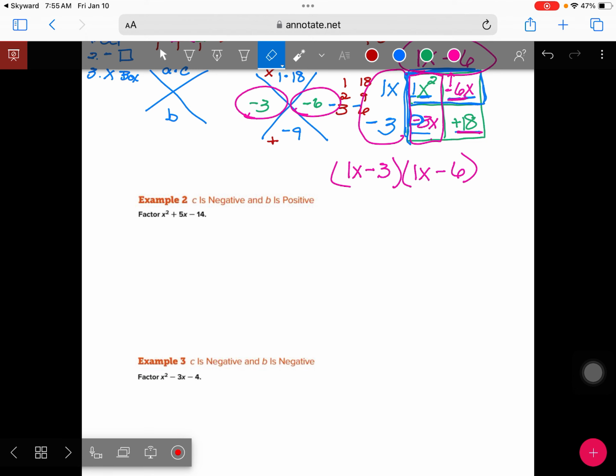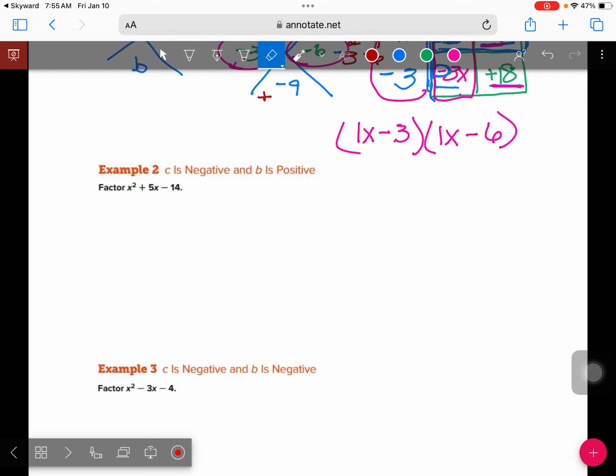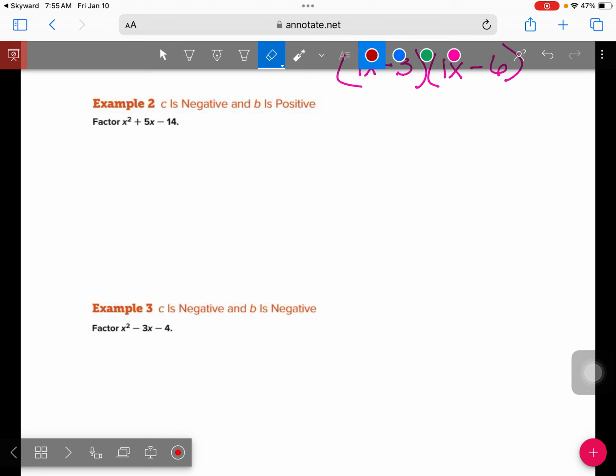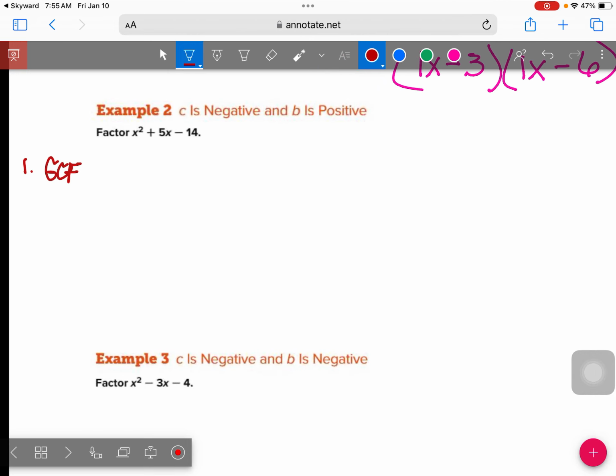Here it says C is negative and B is positive. Okay, first of all, it says to factor. You have to look first, do I have a greatest common factor other than 1? Well, if this is a 1 in front, then the greatest common factor there is 1. I don't have an x at the end, so I don't have a greatest common factor. 2 is going to be a difference of squares, but we don't know how to do that yet. We'll talk about that next week.